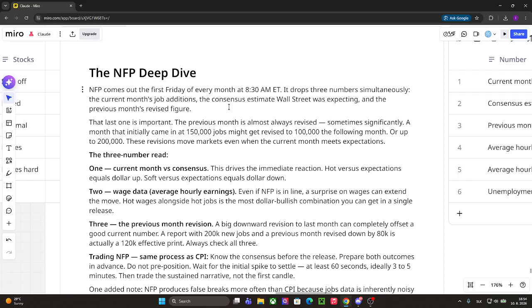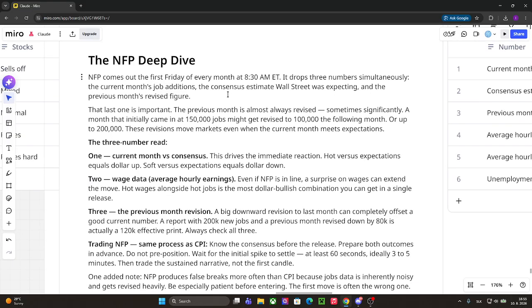The previous month is almost always revised, sometimes significantly. A month that initially came in at 150,000 jobs might get revised to 100,000 the following month, or up to 200,000. Those revisions move markets even when the current month meets expectations.